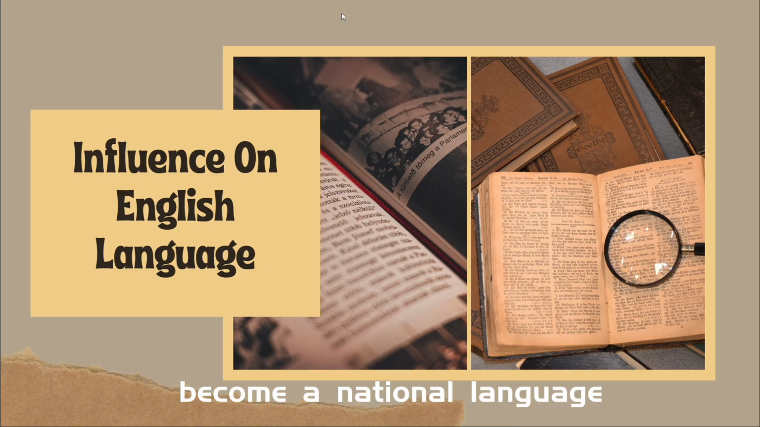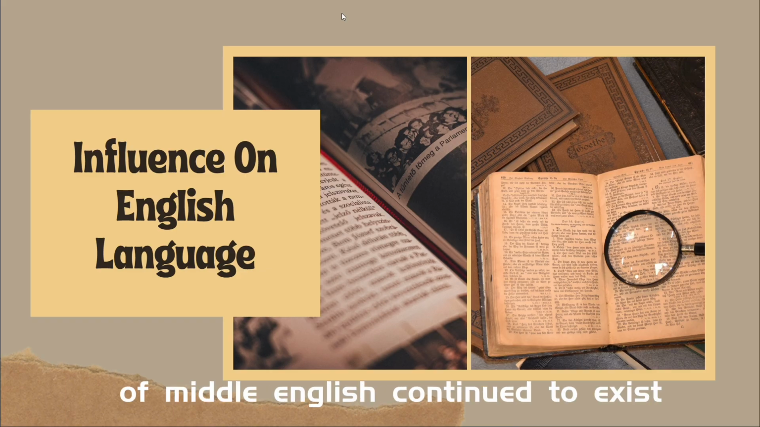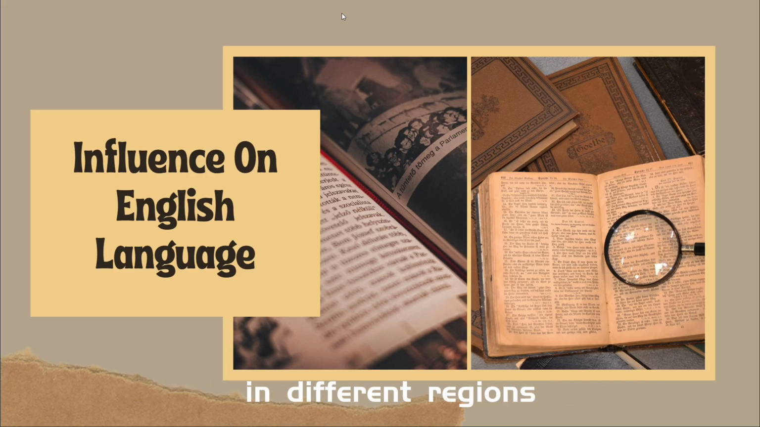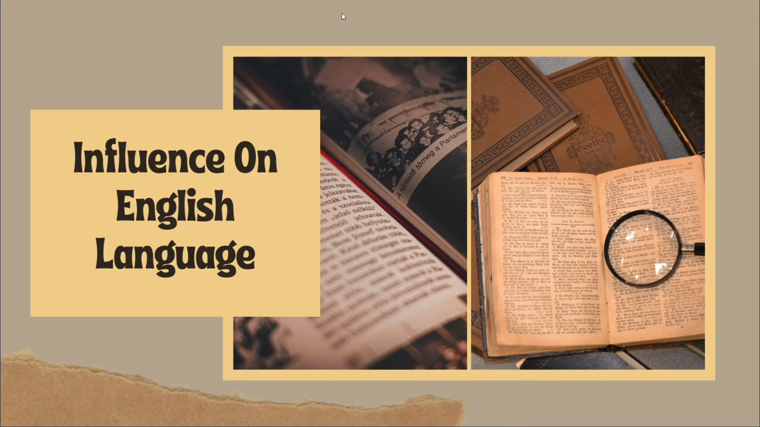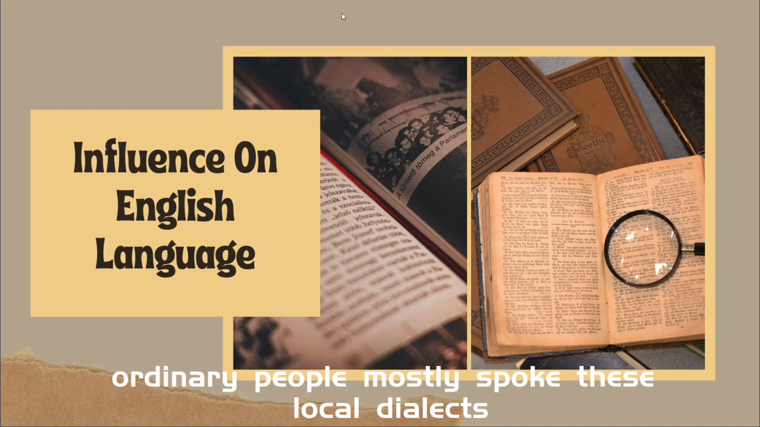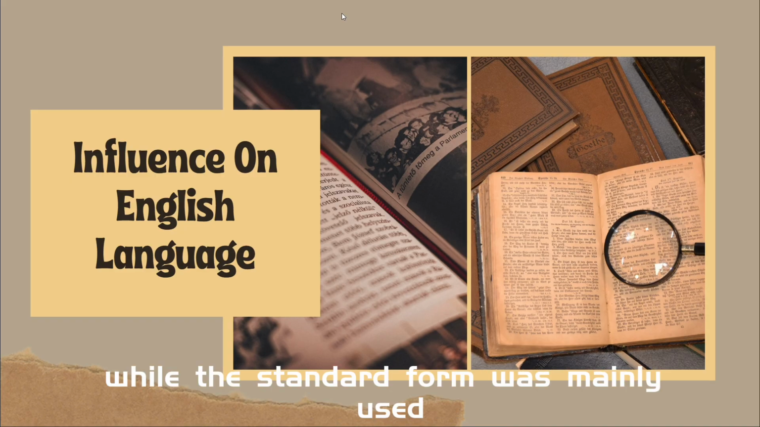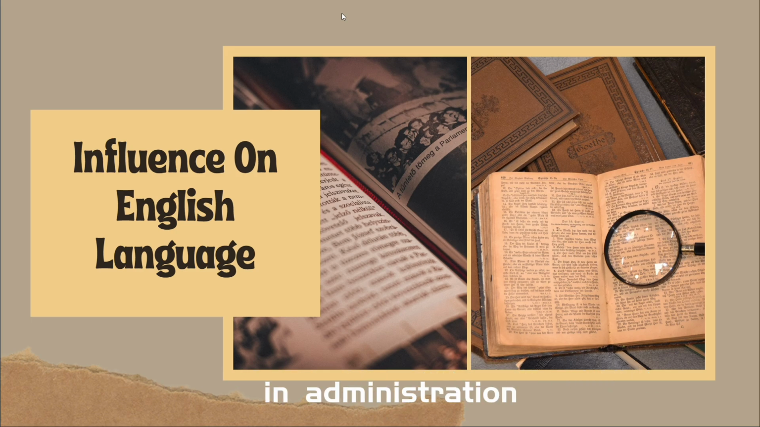become a national language. At the same time, many non-standard forms of Middle English continued to exist in different regions, such as the North, Midlands, and South. These regional dialects varied in pronunciation, spelling, and vocabulary. Ordinary people mostly spoke these local dialects, while the standard form was mainly used in administration and literature.